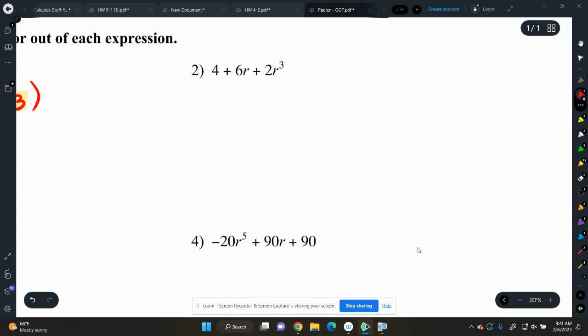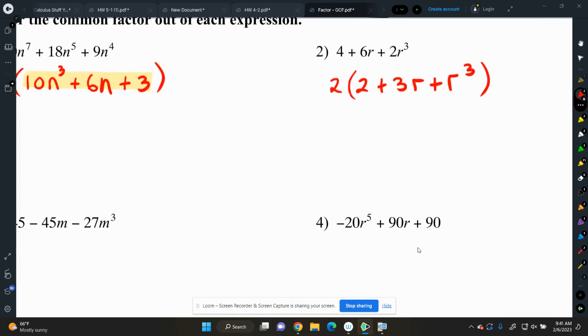Damien, what can I take out of number 2? All I can do is take a 2 out. This 4 does not have an r, so I can't take an r out of there. So that leaves me with 2 plus 3r plus r to the 3rd. And we're done. Okay?